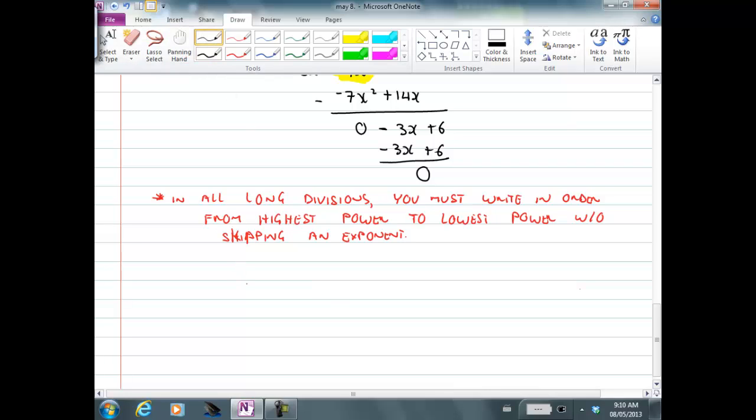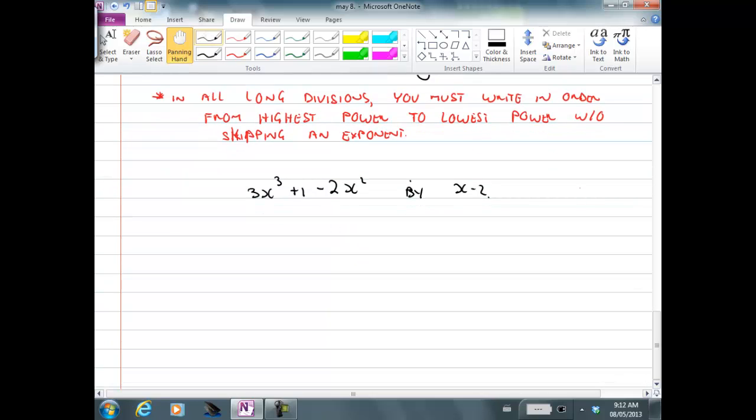You're going to divide 3x cubed plus 1 minus 2x squared by x minus 2. I'm not going to show you what I mean, but the key is that red line is crucial. It says in all long division questions, you must write in order from highest power to lowest power without skipping an exponent. I'm going to start helping you with setup, because the setup is a crucial part. I'll give you a hint. This is x minus 2.